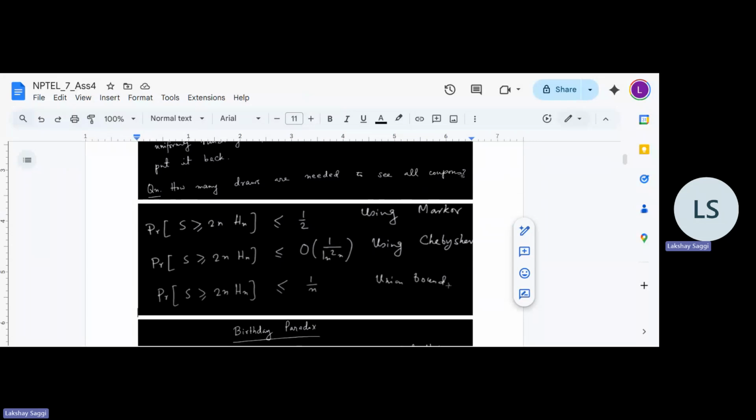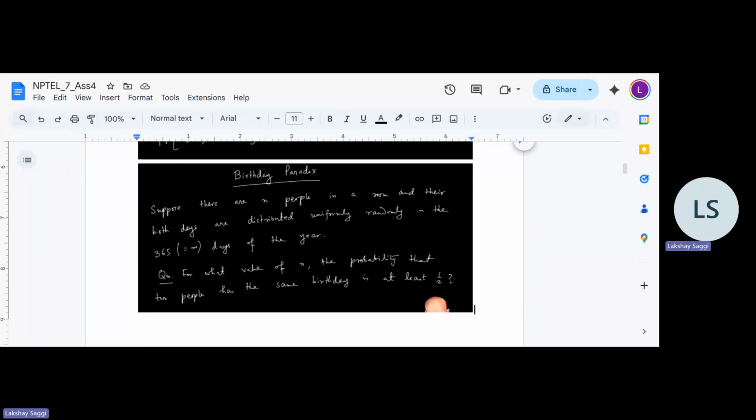In fact, using just union bounds, we can show that the probability is even lower, which is just 1 by n. Essentially, the probability that the number of coupons you need will be greater than 2 n log n is very small because n is usually chosen to be large. So approximately you'll always be needing around n log n draws to see all the coupons. And then the second problem discussed in this week was the birthday paradox problem.